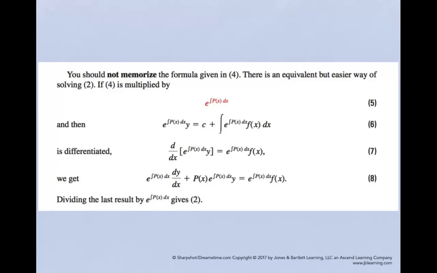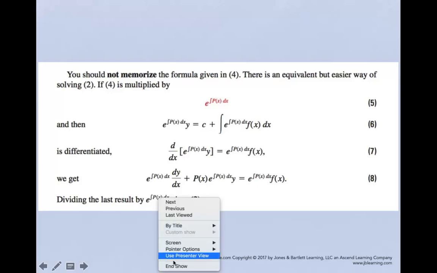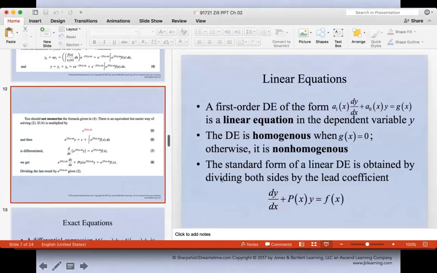So this e to the integral of p of x dx is referred to as an integrating factor. It will show back up in a future session. Now, at this time, I'm going to end this video because that is a lot of theoretical information, and we will go to a video that looks at a couple of examples of applying this. So we'll end the slideshow now and go to another video.